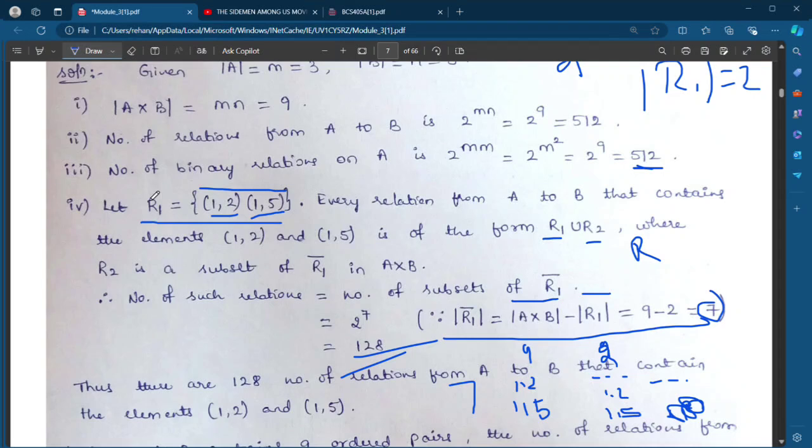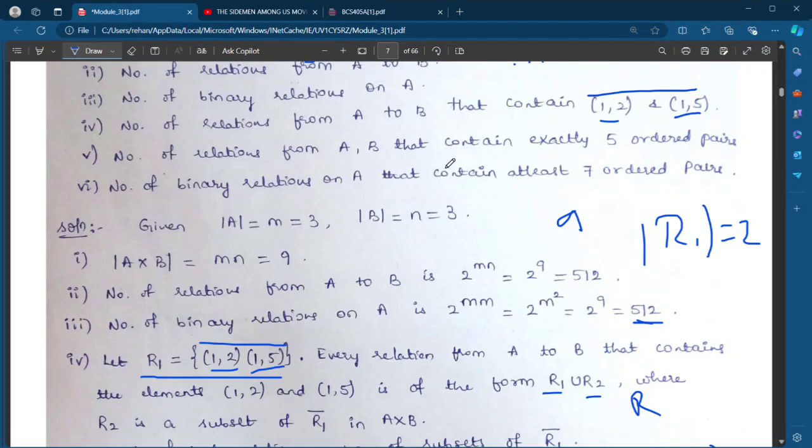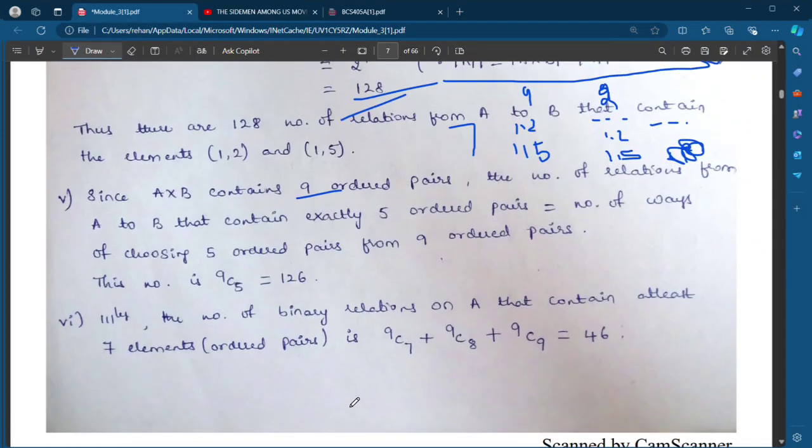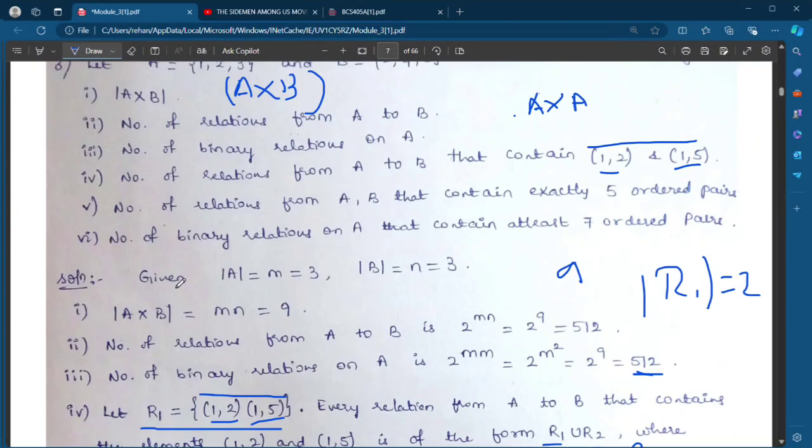So what he has asked here, fifth question, number of relations of A to B that contains exactly 5 ordered pairs. So total ordered pairs, how many are there? It is 9. So 5 out of 9. Whenever it comes to your mind, 5 out of 9 pairs, then simply take 9C5. Okay, that is what a combination is. 126 is your answer.